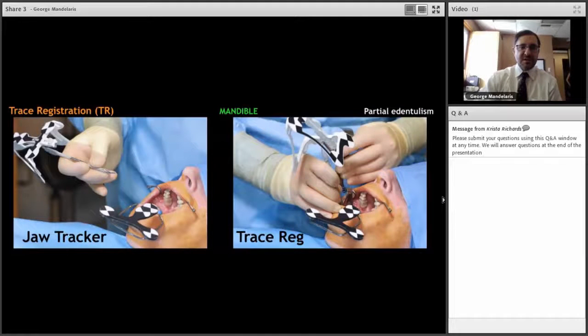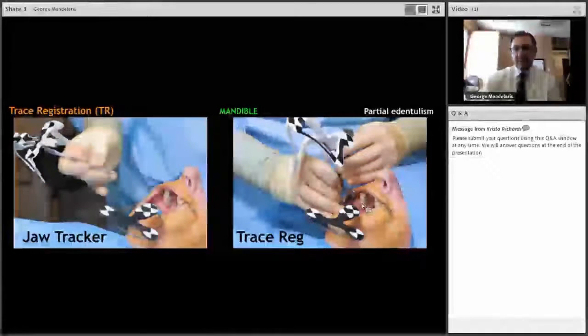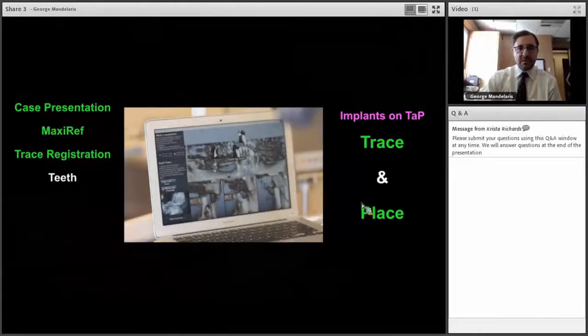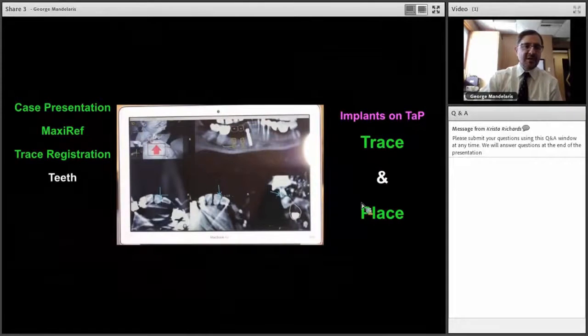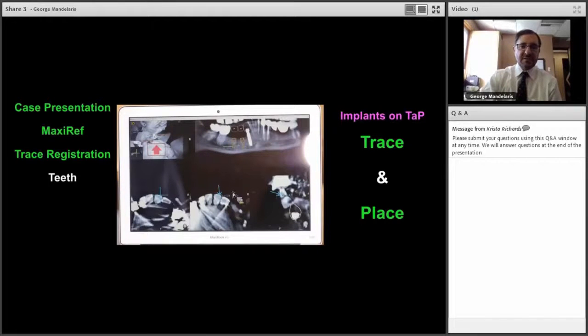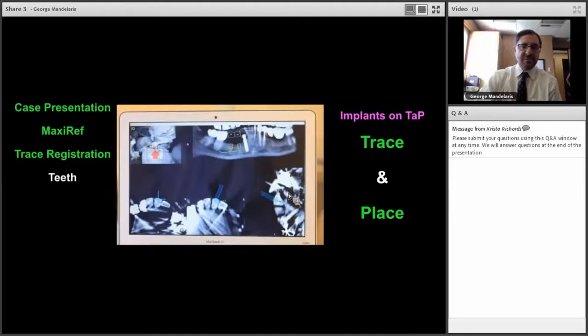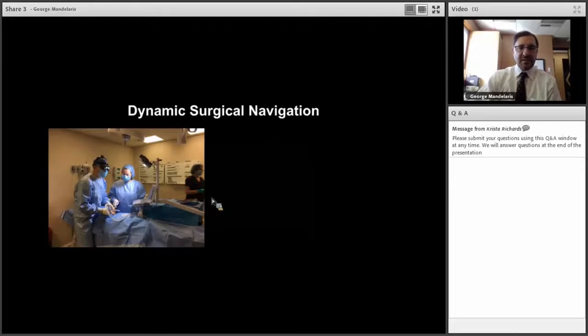So again, trace registration, the jaw tag, and the MaxiRef, using the trace registration tool here. An accuracy check using the tracer. You can see it's a little bit different than using the drill tip, but I'm pretty much right on the teeth, exactly where I am clinically. And then the drill tip registration, doing an accuracy check, making sure that that drill tip is exactly where I am clinically. It looks good. So we're now going to go ahead and do the surgery.